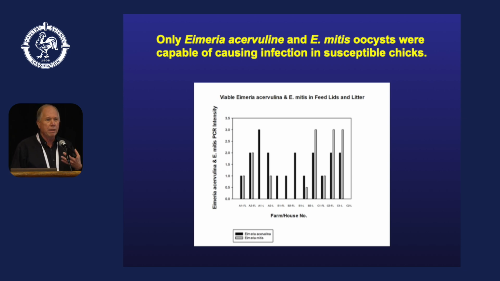So how molecular biology was useful here is that we not only showed that there was a source of infection in these feed lids, but we could identify which species were present. And now we can recommend to poultry producers that if you're going to use feed lids and you're on a vaccine program, you need to get the feed lids out of the house by 6 days, or you may have Maxima and Tenella sporulating and causing infection as well.